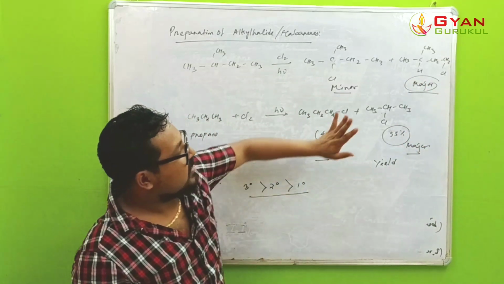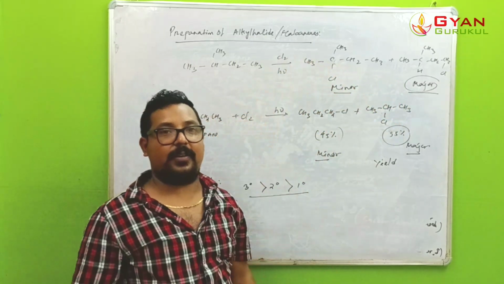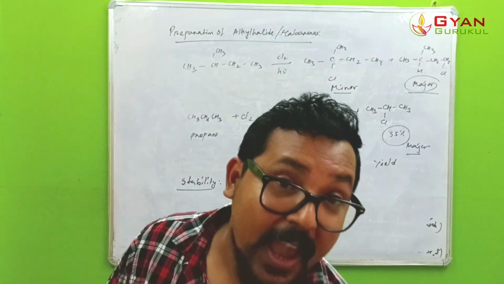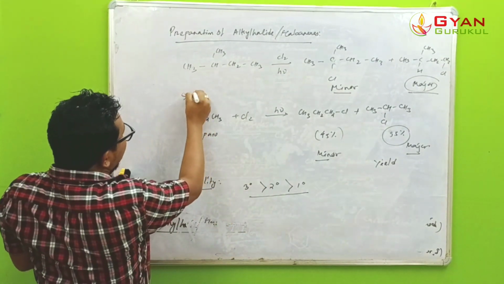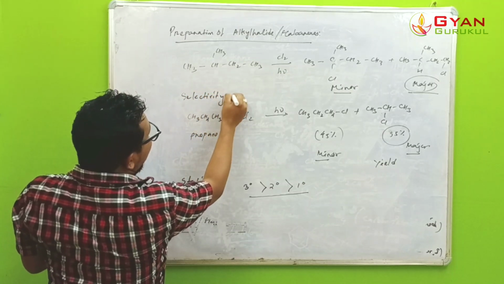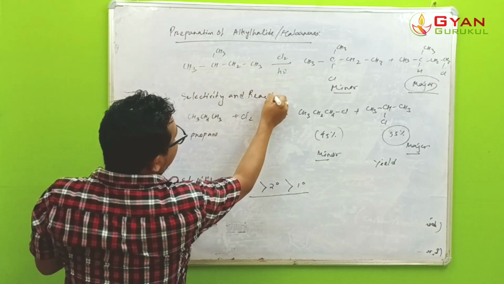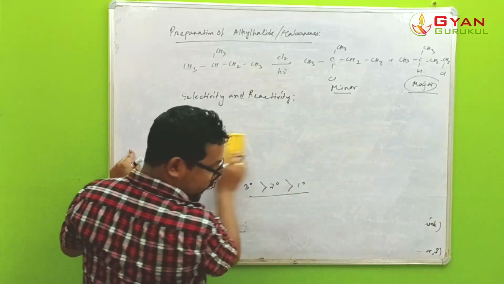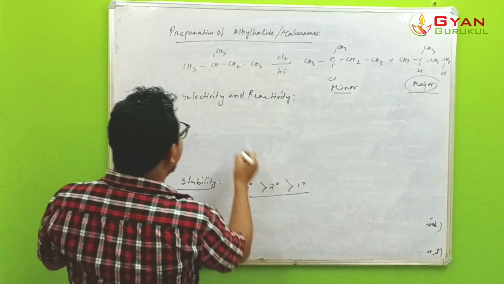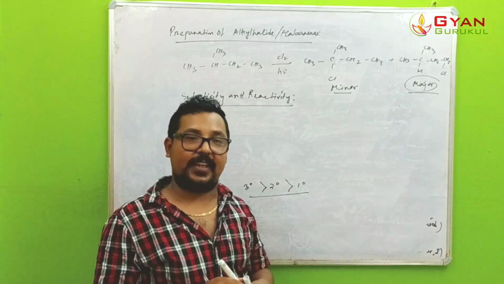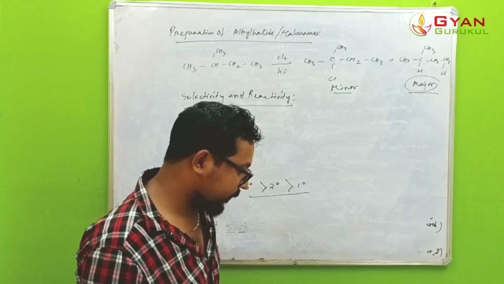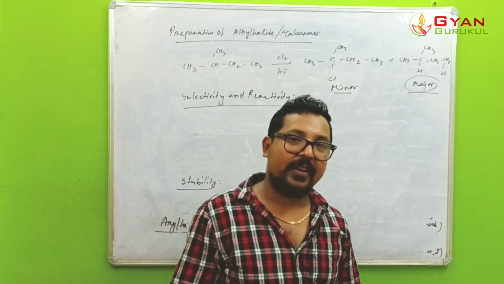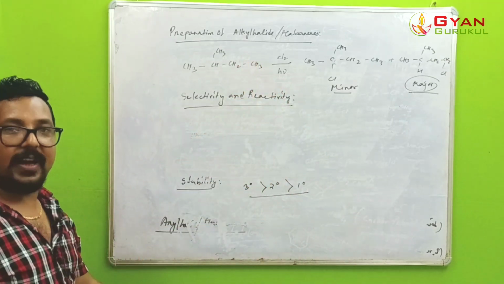Are you getting the point? This is the major product here and this is the minor product here. Why? Because of selectivity and reactivity. Selectivity and reactivity ratio, you have to know. Okay, now we'll discuss selectivity and reactivity. Now please write this down. First you write down, next we'll discuss.